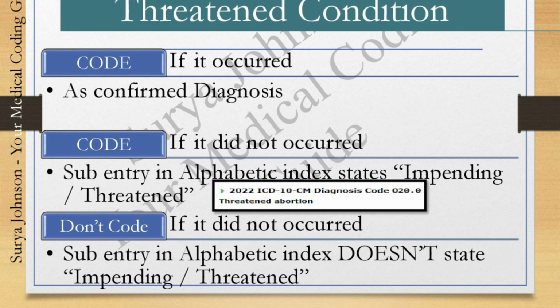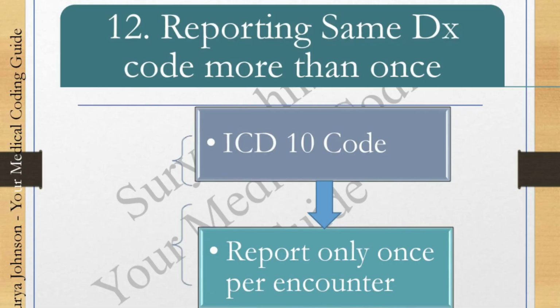So now we got the point, right? Number 12th one is reporting the same diagnosis code more than once, and it's a big no. ICD-10 codes should be reported only once per encounter. You cannot repeat the same diagnosis in the same encounter.